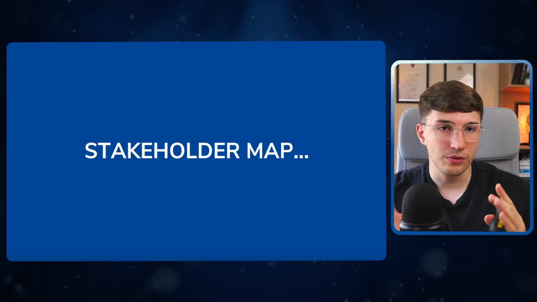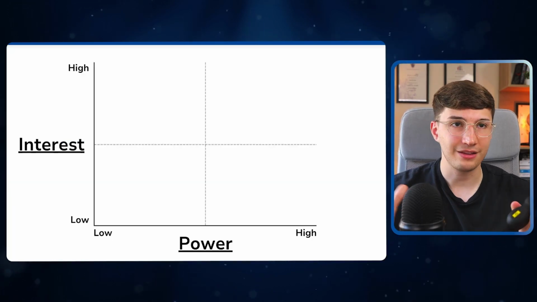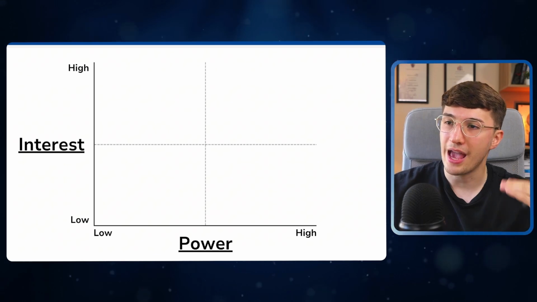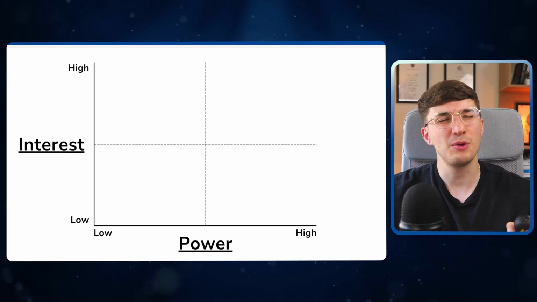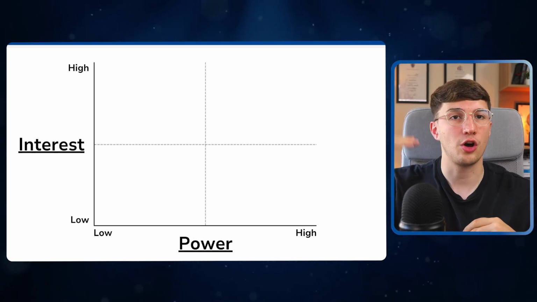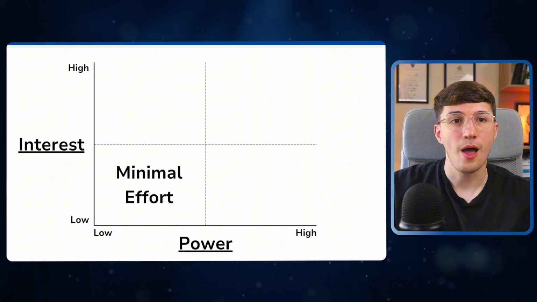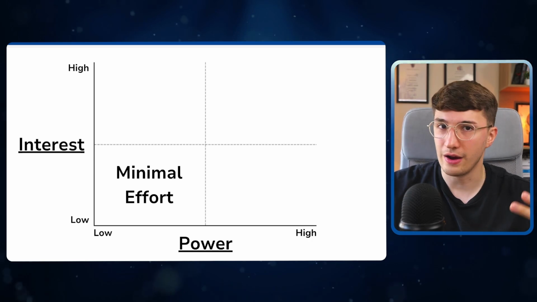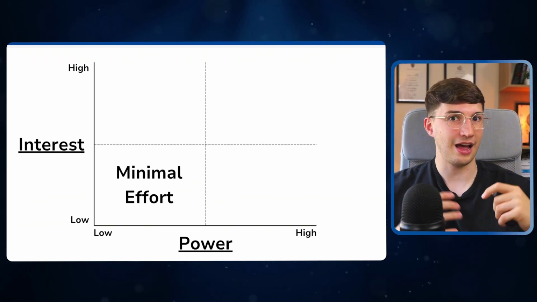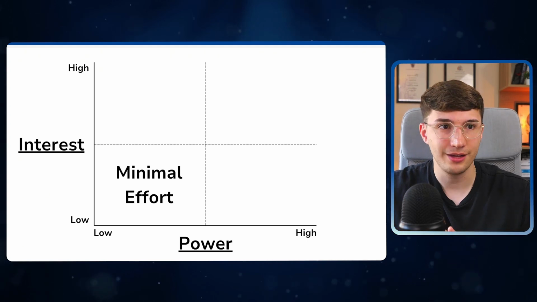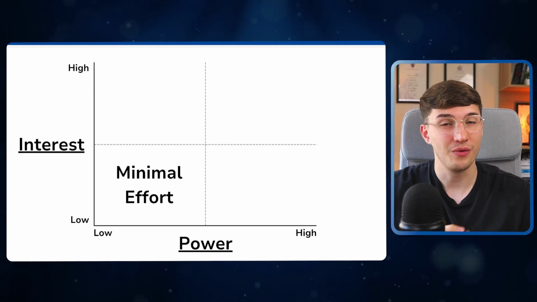Now, in terms of drawing out our stakeholder map, as I said, we've got two axes. On the y-axis, we have interest, and on the x-axis, we have power. To keep it really simple, we just measure this on a scale of high to low. Now, a stakeholder who has very low interest and also very low power, we treat these as having minimal effort. So we don't really need to put much effort into communicating or making sure that they're happy with our decisions.